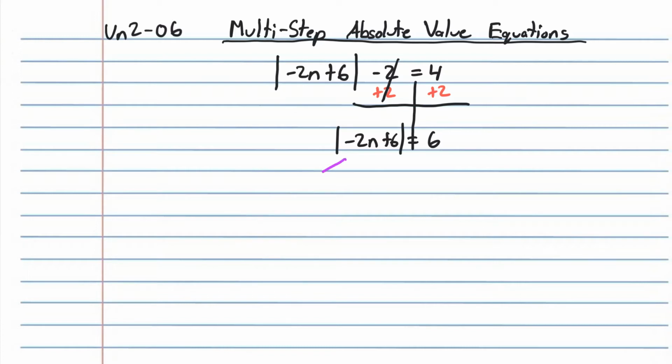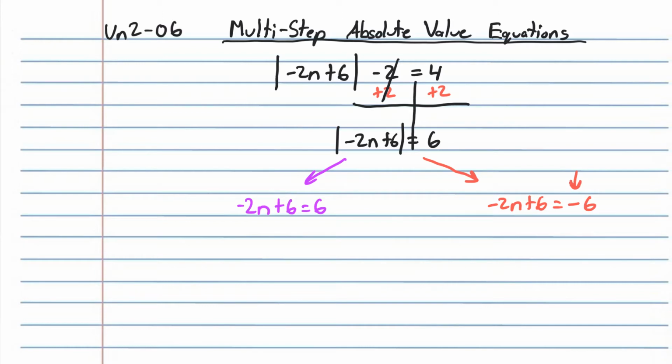Okay, so let's split it off two ways. So positive case, remember, don't change a thing, just write it out. It's negative 2n plus 6 equals 6. And then the negative case, just change that right-hand side to be negative. So we get something like this. Negative 2n plus 6 equals negative 6. Again, the only change is that negative. Okay. Now we solve these two equations separately and we get our two answers.